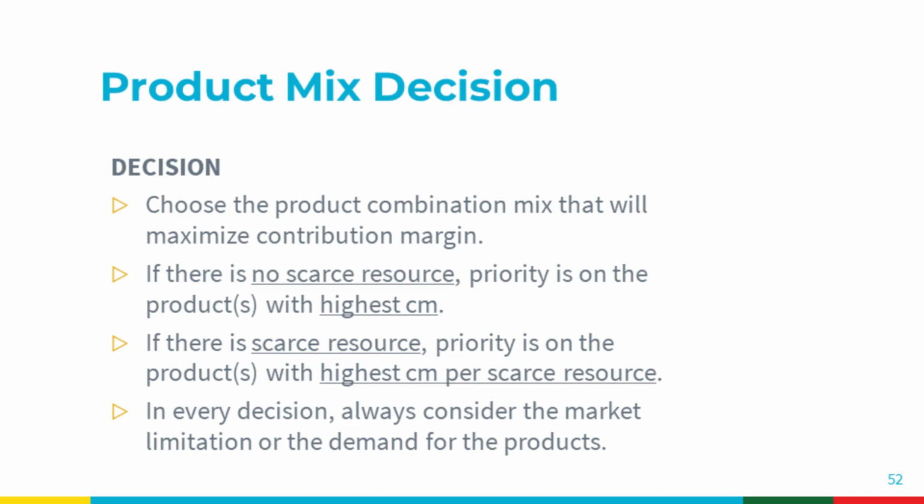Next, in every decision, always consider the market limitation or the demand for the products. Okay, kasi kahit naman sa tingin mo, mas malaki yung contribution margin mo if ever you'll produce more of one product than the others. Eh, paano naman kung hindi mo siya mabenta, no? So, you'll really have to consider the market limitations. Okay, so that would be all for the decision rules under product mix decision.